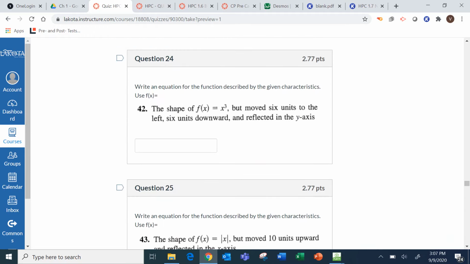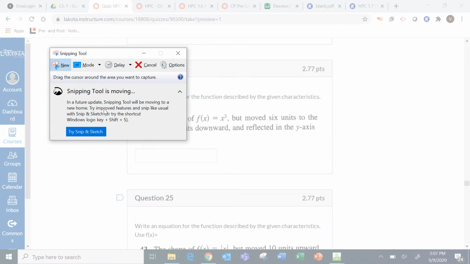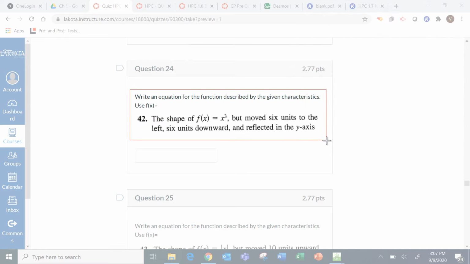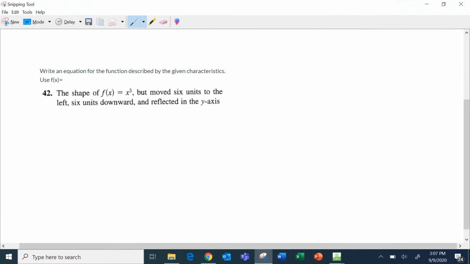Okay, so number 42 says the shape, and I'm just going to use my snipping tool and put it into Cami so I can write on it. Actually, I can just probably write on it with the snipping tool right here. So this is saying that the shape of it is that x cubed shape. It's got that x cubed shape, but we have to move it 6 units to the left, 6 units downward, and it has a reflection in the y-axis.